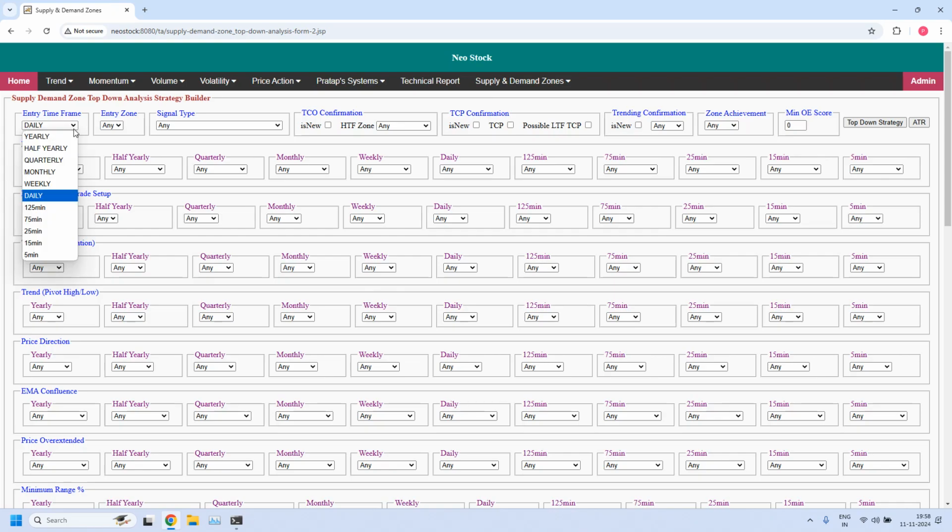daily income trade. Entry time frame is 15 minutes. Entry zone is supply zone. Bullish or bearish trade setup at 15 minutes: I am selecting bearish. The 15 minute supply zone should not be pierced.